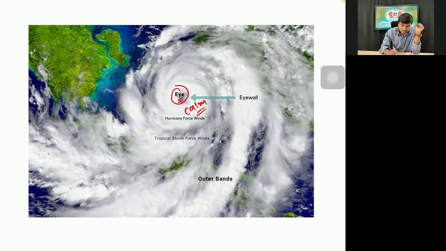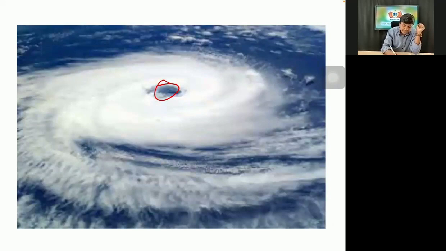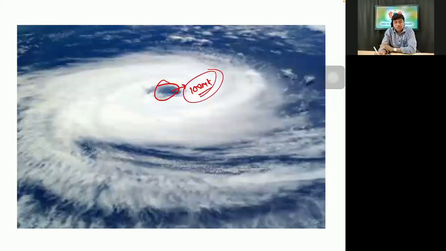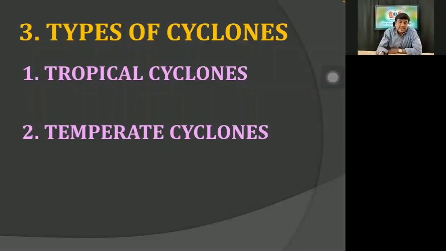So this is the eye of the cyclone, and it is a very, very calm point, and it extends up to 100 meters. Okay, up to 100 meters. So next one, types of cyclone. We majorly have two types of cyclone: one is tropical cyclone, and the second one is temperate cyclone.